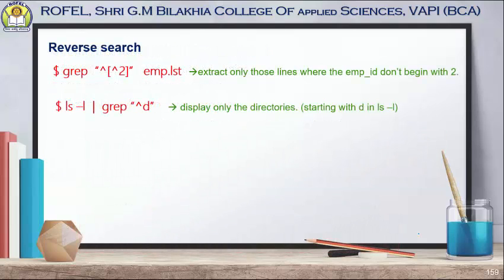Then there are two different operations. Let me show you one example: grep with the regular expression, when you are using it without square brackets. As I told you, if you write 2 without square brackets, it matches lines starting with 2. If you write 2 inside square brackets with the caret, it will display everything except lines that start with 2.